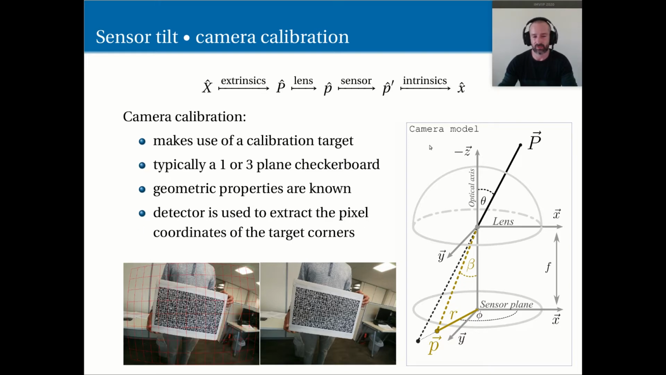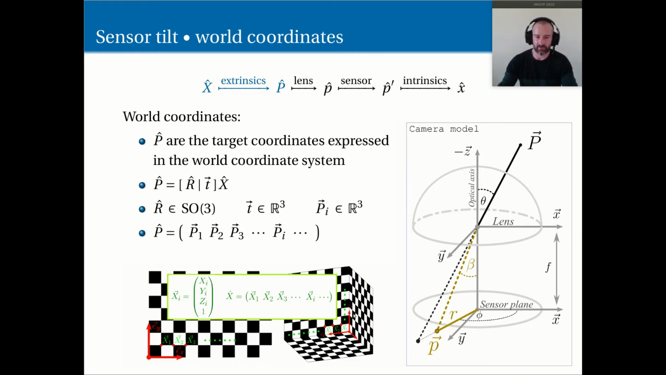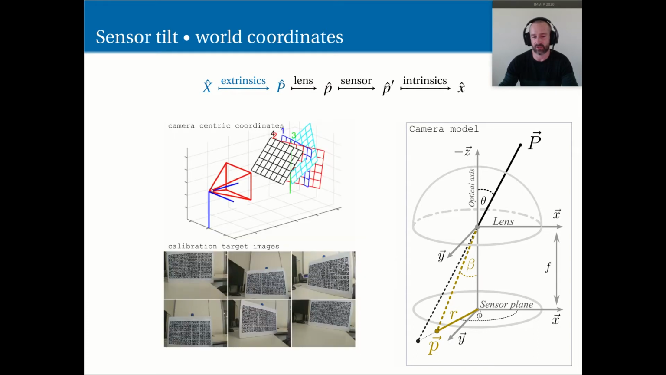Camera calibration makes use of a calibration target, which is typically a 1 or 3 plane checkerboard, and the geometric properties are known. This matrix X is a list of the coordinates of the target corners expressed in the coordinate system of the target. So this brings us to the first map where we move from the registered coordinates X to the world coordinates P via the extrinsic matrix, which contains the rotation matrix R and translation vector T. So this tells us the position and orientation of the target when it is photographed by the camera.